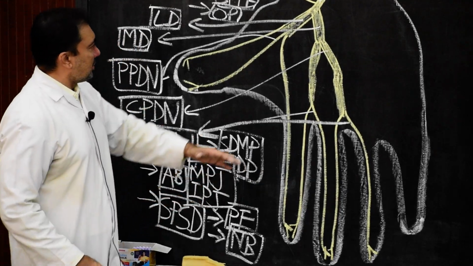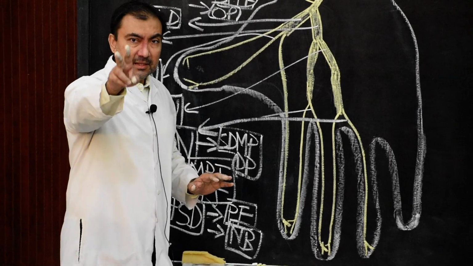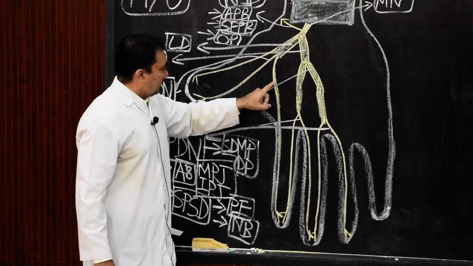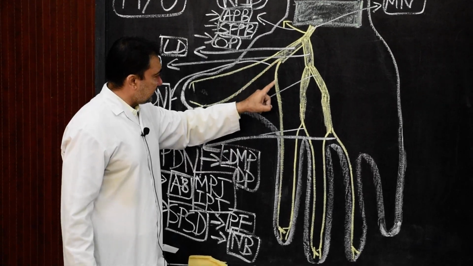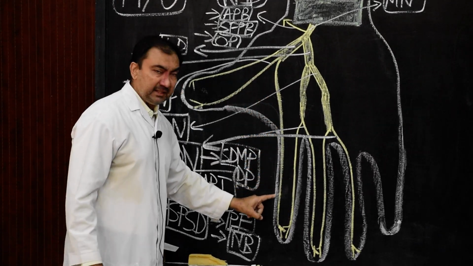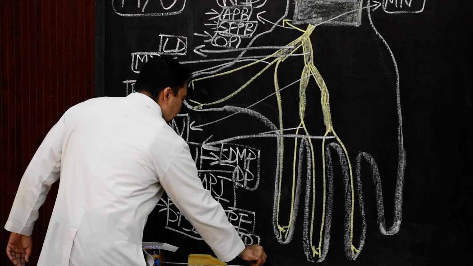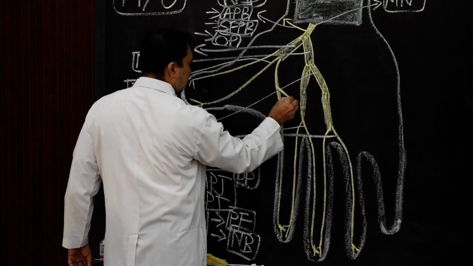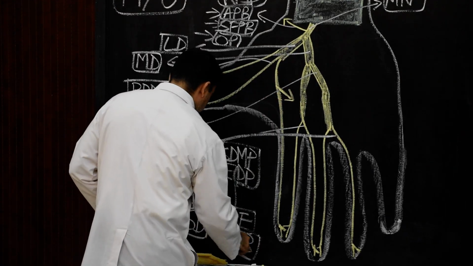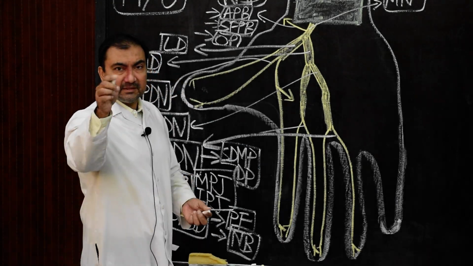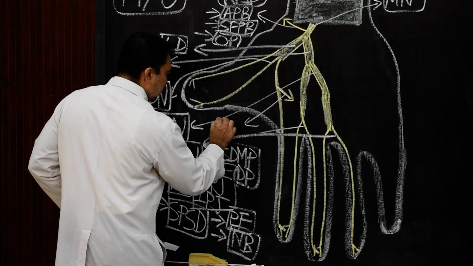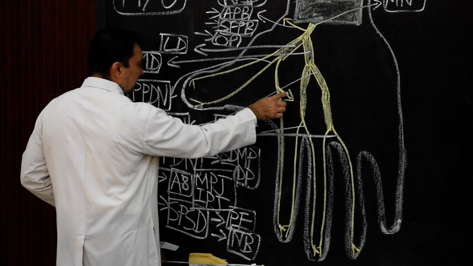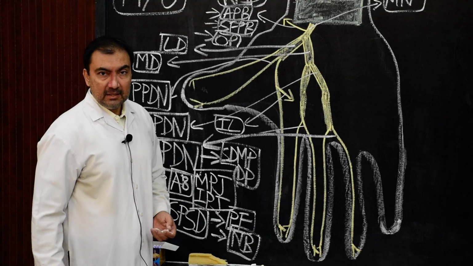So now the median nerve, last two divisions. This proper digital nerve here where my finger is, which is supplying the radial side of the index finger, will give a branch, and this branch will be known as the branch to the first lumbrical muscle.